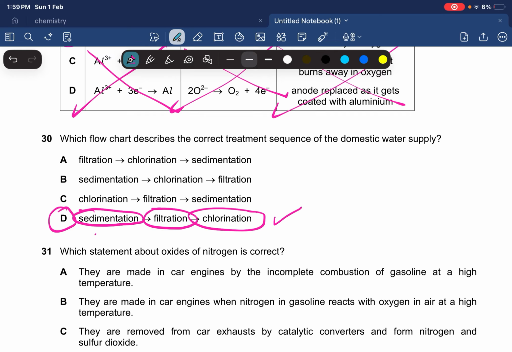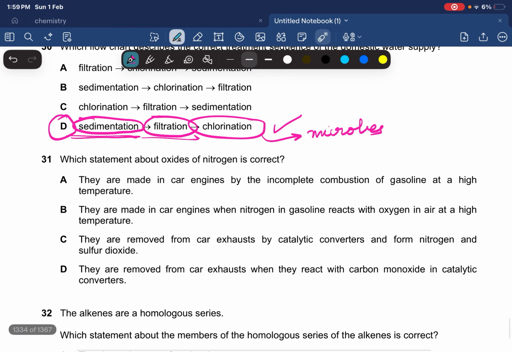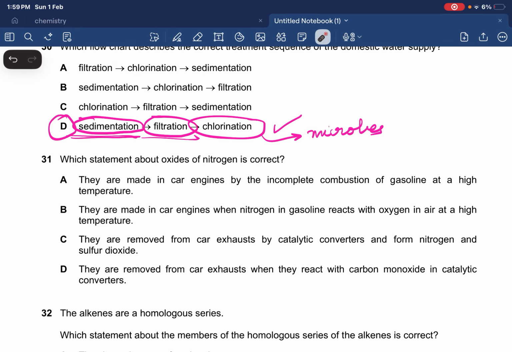First, the heavier one, sedimentation, is going to remove all the very heavy solids. Then filtration, like that, are going to be a little smaller. And then chlorination is going to remove your microbes, which you cannot see with your eyes. I mean, you can, but like with a microscope, right?